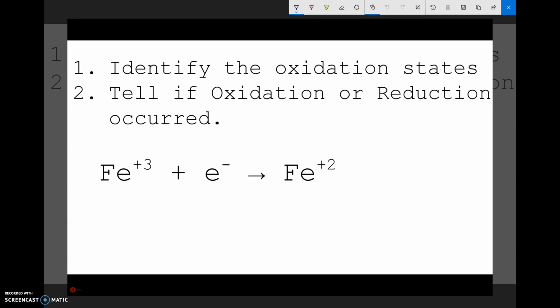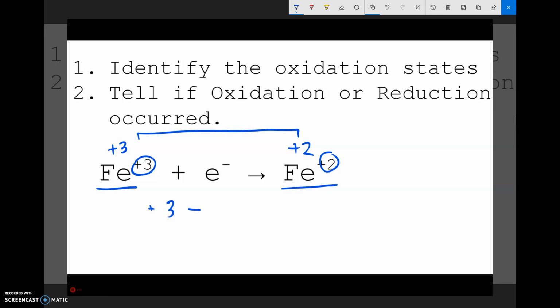Okay, in this example, we're going from iron with a 3 positive charge to iron with a 2 positive charge. So right here, this is a monatomic ion, so it's going to be the same as the charge, +3, for the oxidation number. Right here, it's going to be a +2 because it's going to match the charge. So if we go from a 3 to a 2, is that an increase or a decrease? That's going to be a decrease, which means that this half reaction is reduction. And again, if you notice, the electron is on the reactant side, which means we're gaining electrons.